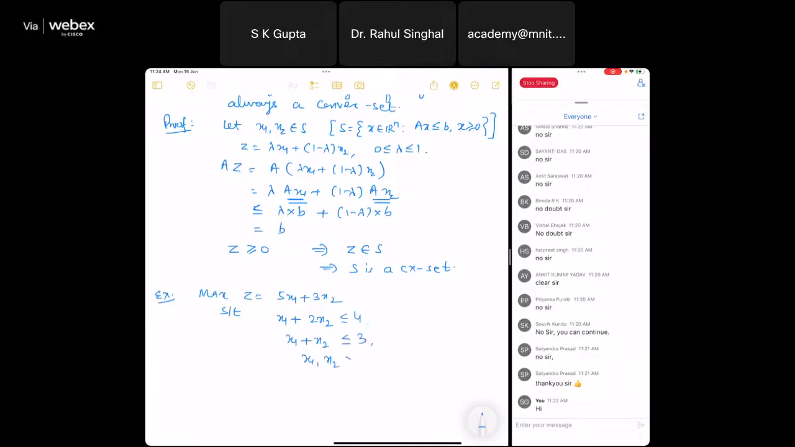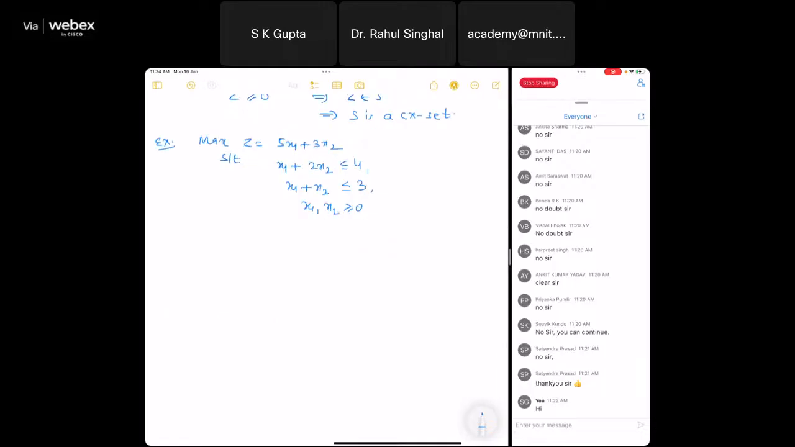So I have taken a very simple example now. You all know that this is a linear programming problem because the objective function as well as all constraints are linear, right? Now, if you want to solve this problem, how can we solve this problem? You can see it is x1 and it is x2, right? The first constraint is x1 plus x2 less than or equal to 4.